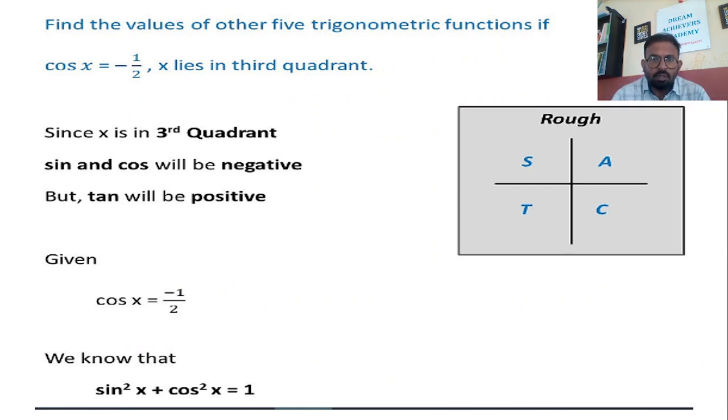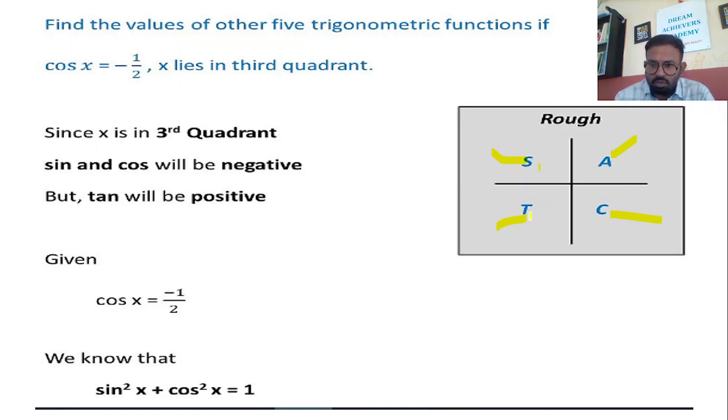Before starting with the first problem, we should know in which quadrant the trigonometric functions are positive and negative. First I will explain one trick. ASTC: in the first quadrant all trigonometric functions are positive, sine and cosecant are positive in the second quadrant, in the third quadrant tan and cot are positive, and in the fourth quadrant cos and secant are positive. So how to remember this?